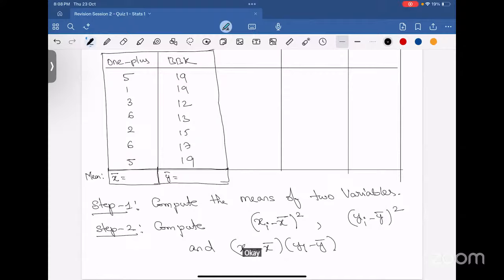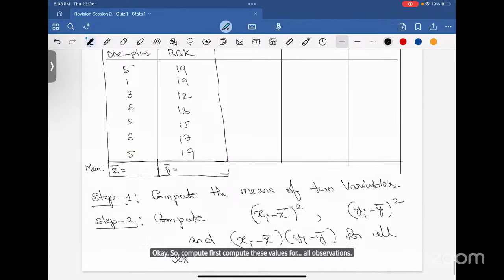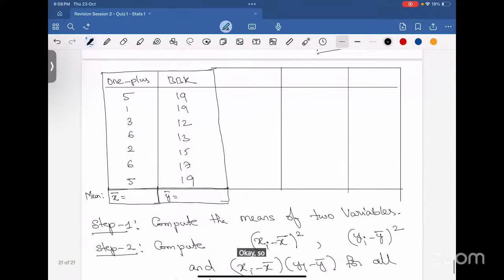Okay. So compute these values for all observations. Okay, so that means you write the table like this: xi minus x bar whole square, yi minus y bar whole square, and xi minus x bar into yi minus y bar. So you should be really careful when you deal with numbers.